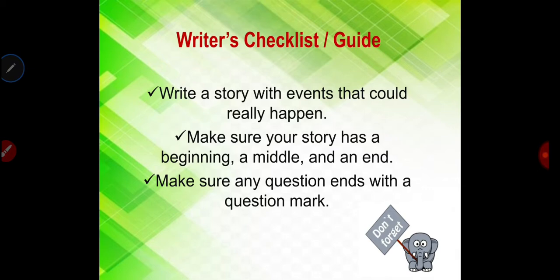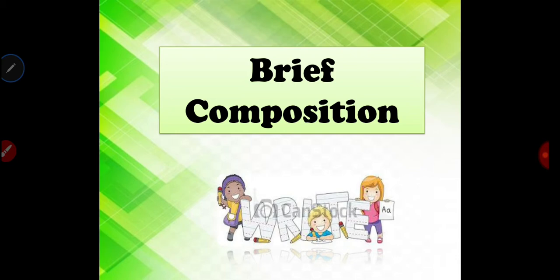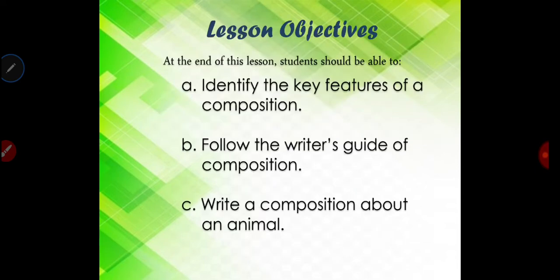All good? Excellent. So now our lesson for today is all about brief composition. So from the word composition, you're going to write your own composition in this lesson. Are you ready? So what are our objectives? At the end of this lesson, students should be able to identify the key features of a composition. Next is to follow the writer's guide of composition. And letter C is to write a composition about an animal. All right, are you ready?